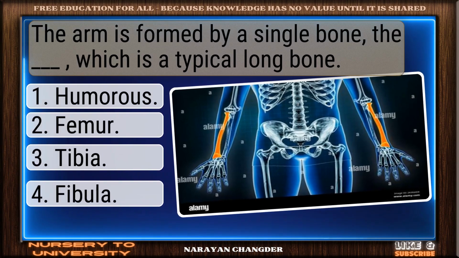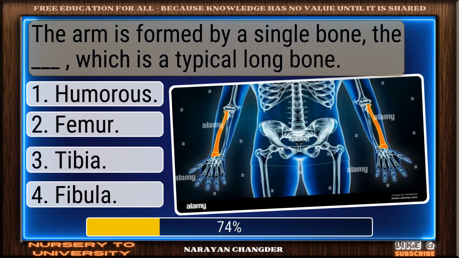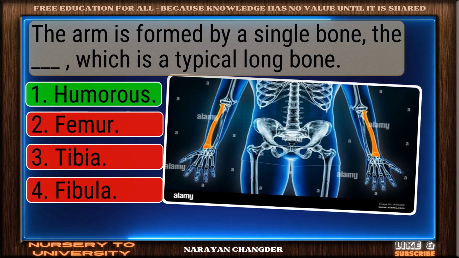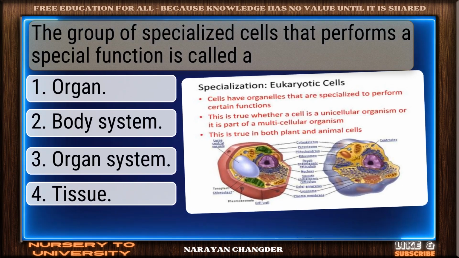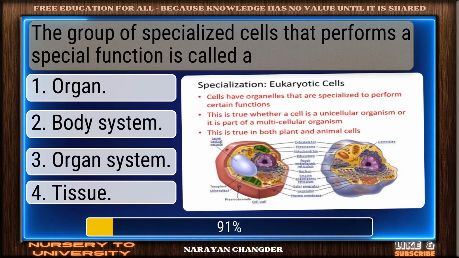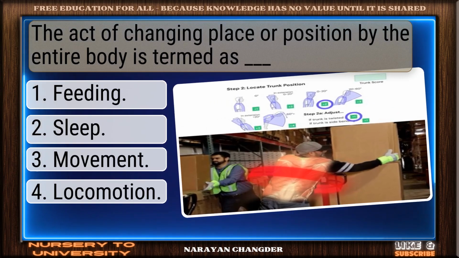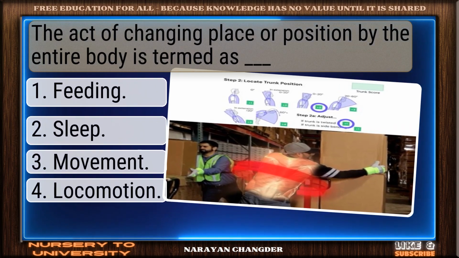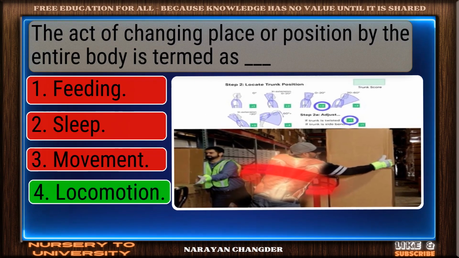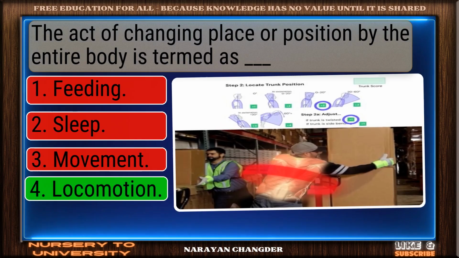The arm is formed by a single bone, the dash, which is a typical long bone. You got it. Your choice humerus is right. The group of specialized cells that performs a special function is called a. Strong choice. Tissue is the right answer. The act of changing place or position by the entire body is termed as dash. Well reasoned. Locomotion is the correct choice.